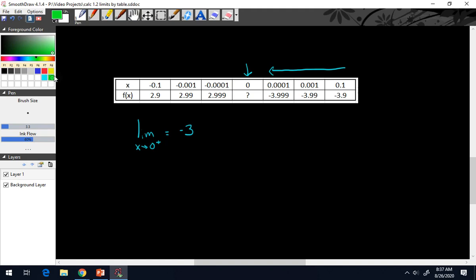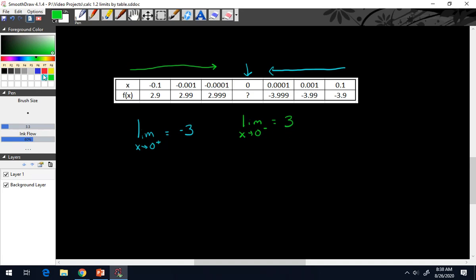And then now I want to approach 0 from the left side. So the limit as we approach 0 from the left side, and if we look at this table, again, we're getting really close to 0 from the left side. 2.9, 2.99, 2.999. This one looks like it's going to positive 3. Okay, so the right side was negative 3. The left side was positive 3.